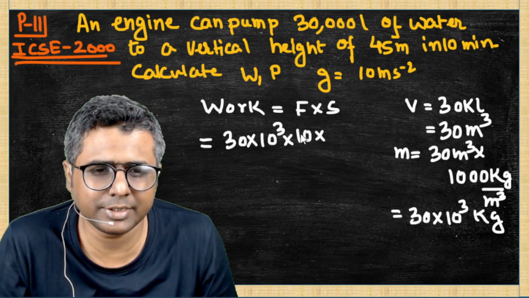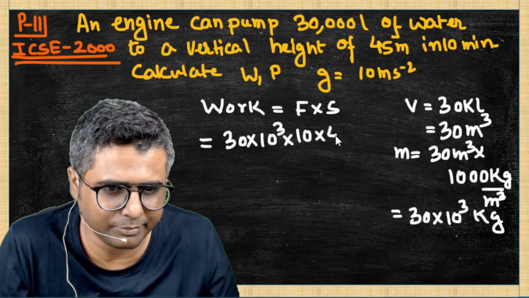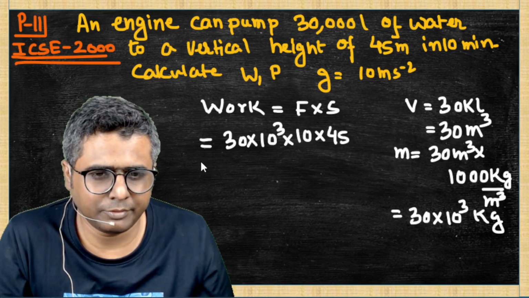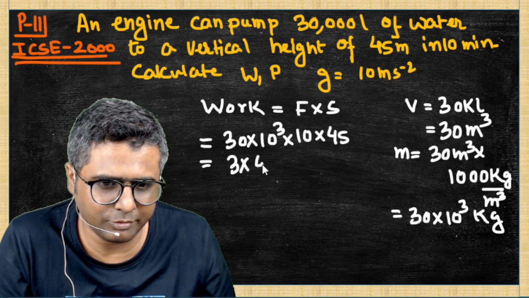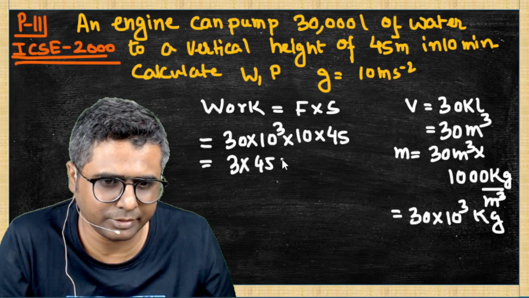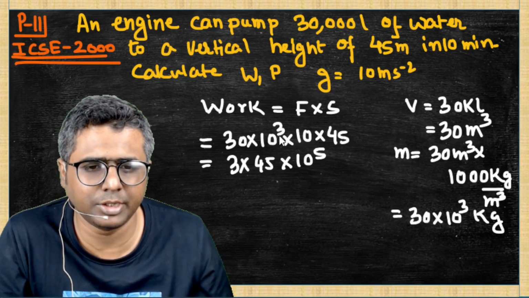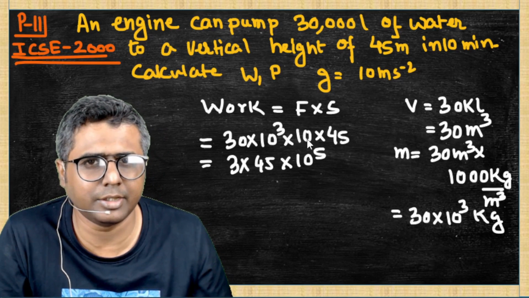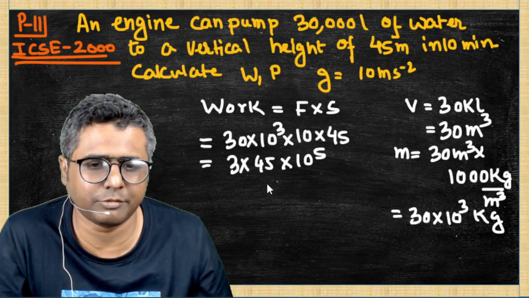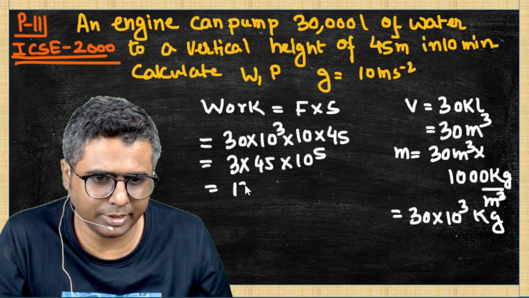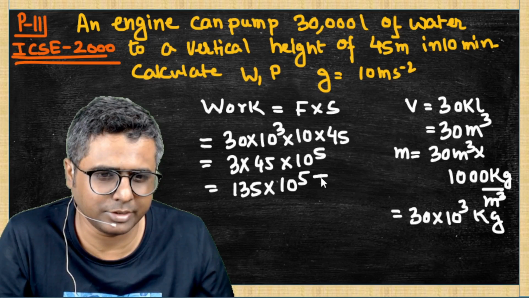Next is, what is the height? Height will be the displacement. Height is 45 meters. So work done will come in joule. What I'll do is 3 into 45, and I'll put this 0 into this one. So it will come out to be 10 to the power 5. Can you understand how I did it? This is 10 to the power 3, there is another 10, so 10 to the power 4, and 30 means 3 into 10, so another 10, 10 to the power 5. This will be 135 into 10 to the power 5 and the unit is joule.